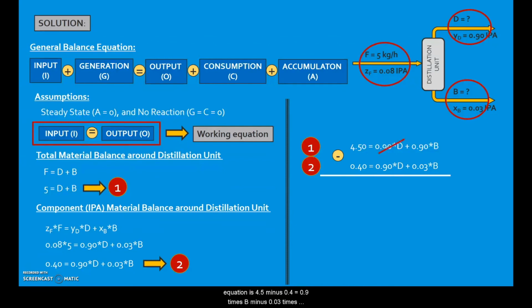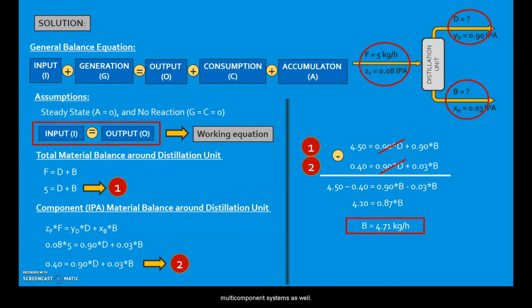Notice that the terms containing D's can now be eliminated, and the resulting equation is 4.5 minus 0.4 equals 0.9 times B minus 0.03 times B. By simplifying this equation, we can calculate B, which is equal to 4.71 kilograms per hour. To solve for D, let's substitute the value of B to equation number 1. D is equal to 0.29 kilogram per hour.